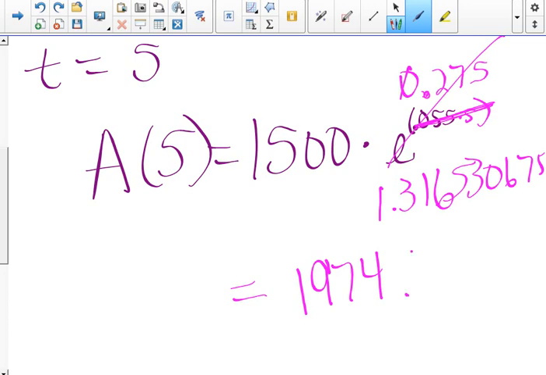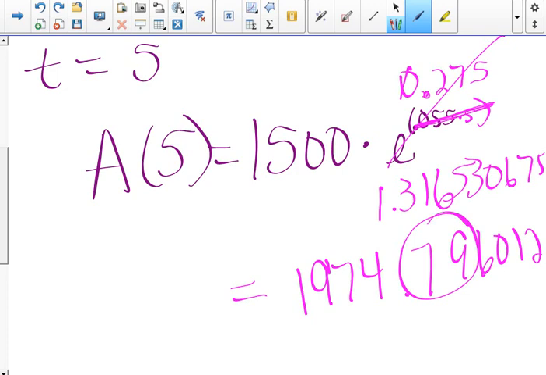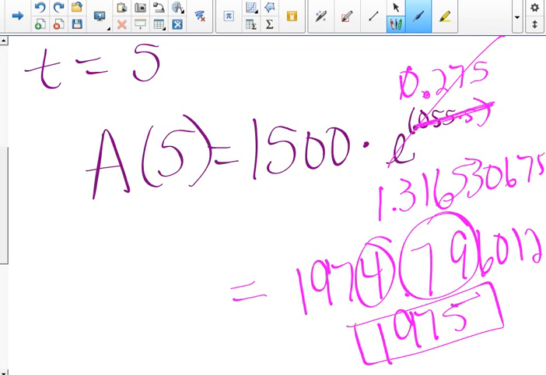So I'll go ahead and write a few, 796012. Because we're talking about money, let's see, what did they ask us? Oh, round your answer to the nearest whole dollar. Okay, so 0.79 is going to round up to 1975. So we're going to round this 4 up to the nearest whole dollar. So your answer is 1975.